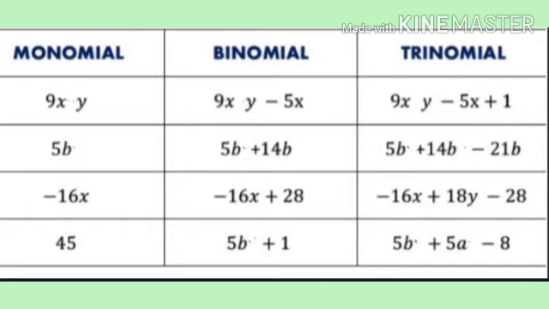Here in the first column, 9xy, 5b minus 16x, 45 are the expressions with one term. So it is called a monomial. And in the second column, all the expressions have two terms. So it is called a binomial. And in the third column, all the expressions have three terms. So it is called a trinomial. And students, here all the expressions given in the table are known as polynomials.